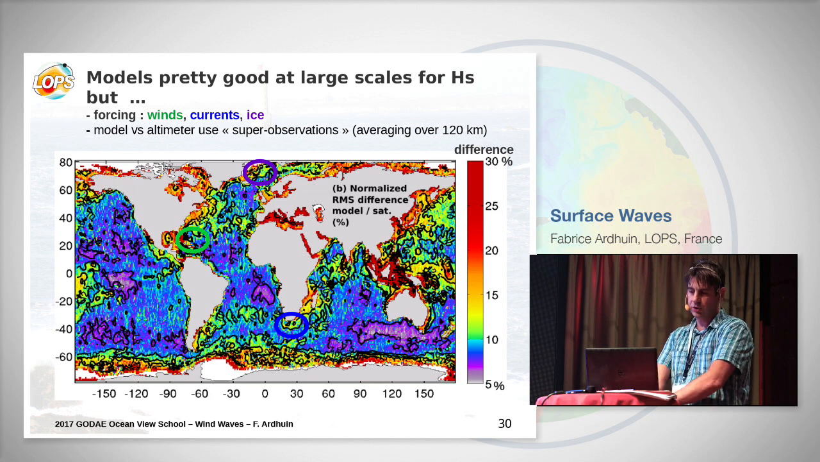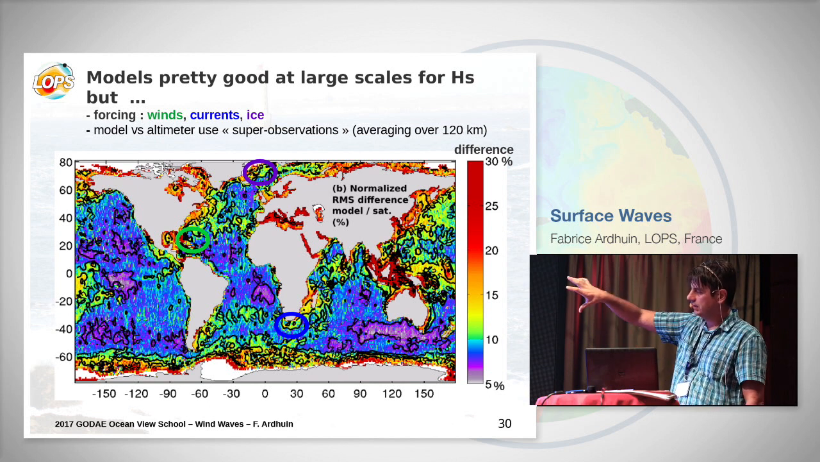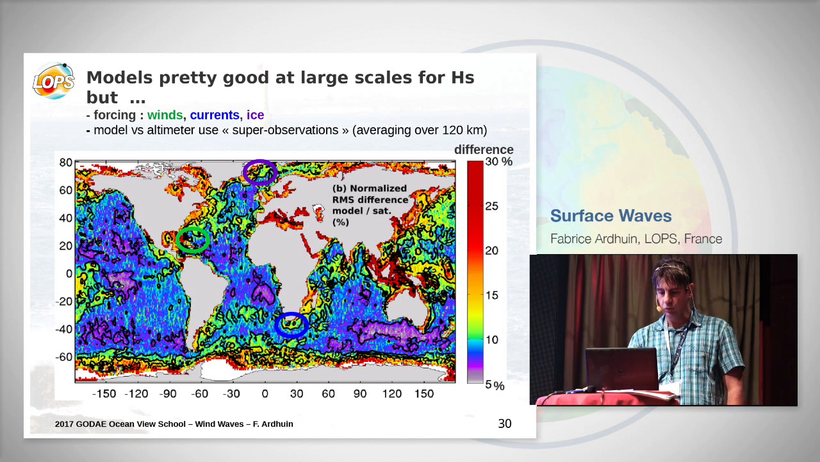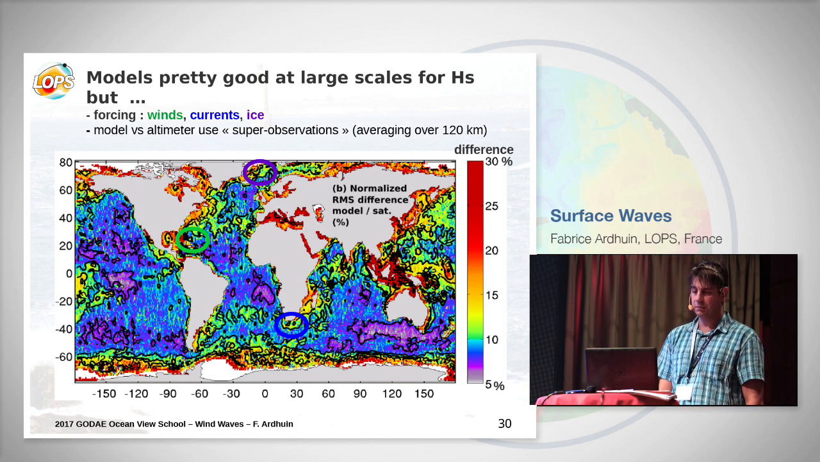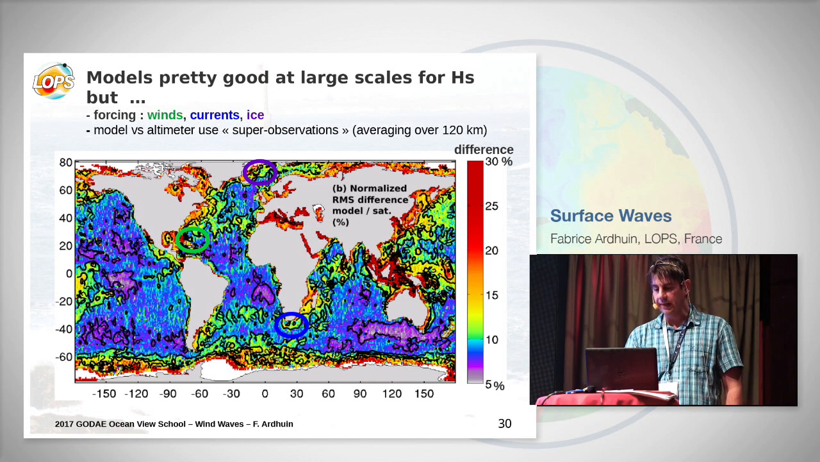So this plot shows you results from WAVEWATCH III run at half a degree resolution globally for 1 year, and these are statistics against altimeter data. So where it's blue, the model is good, and the error is typically around 7% RMS difference compared to the altimeter. And where it's red and orange, then the error, or the difference rather, goes up to 15 to 20%.